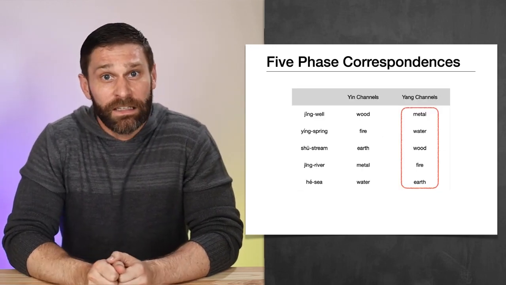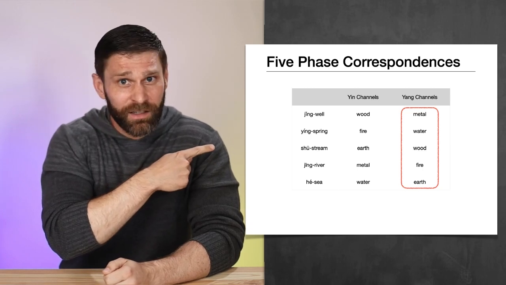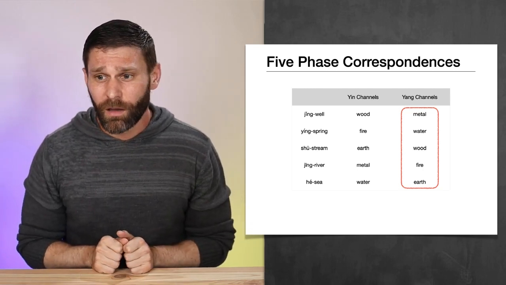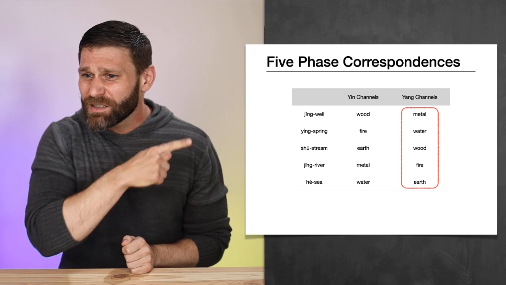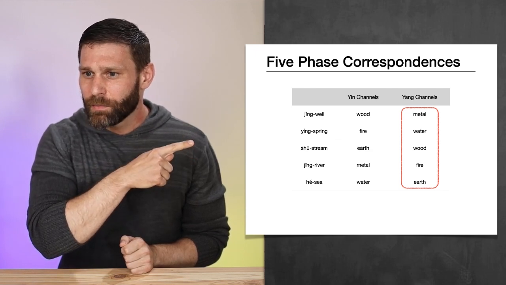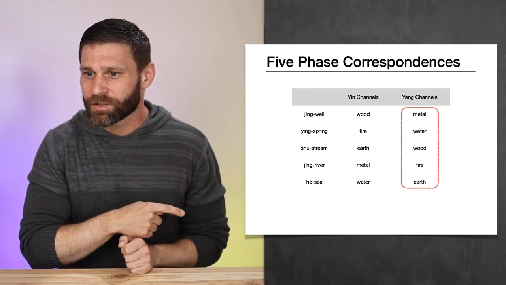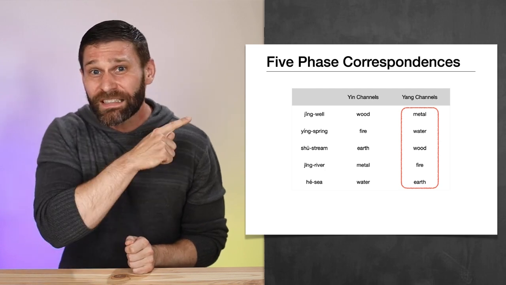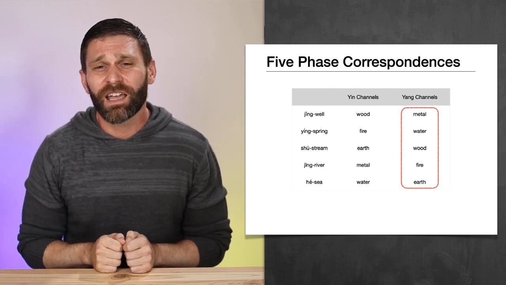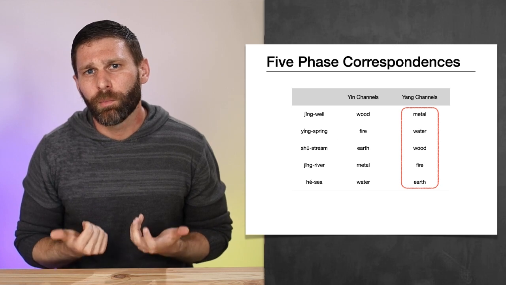So that was on the yin channels, though. On the yang channels, it's actually a little bit different. In the yang channels, we're still going along the sheng cycle. Metal generates water, generates wood, generates fire, generates earth. So we're still proceeding along the sheng cycle. It's just now that we're starting with metal.